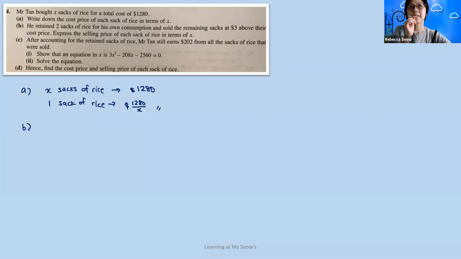He retained 2 sacks of rice for his own consumption and sold the remaining sacks at $3 above their cost price. Express the selling price of each sack of rice in terms of X. So let's see, out of all the rice that he has, he took some for himself, and that will be 2 sacks. So if we were to draw something like a number bond, okay, in total, the number of sacks of rice will be X.